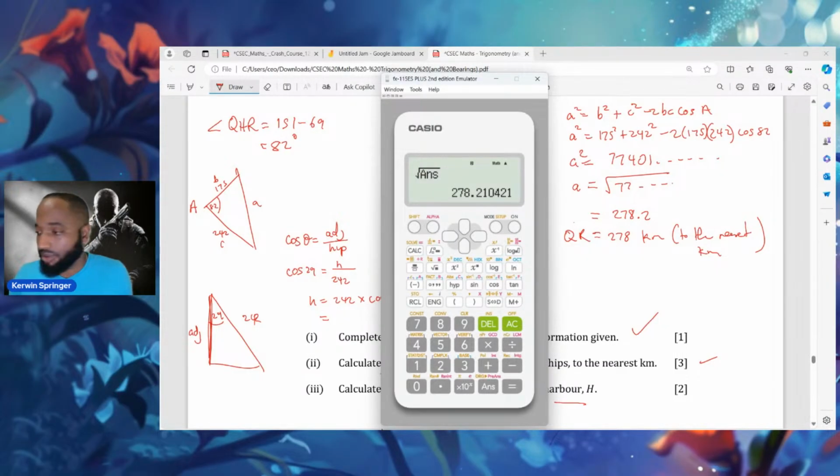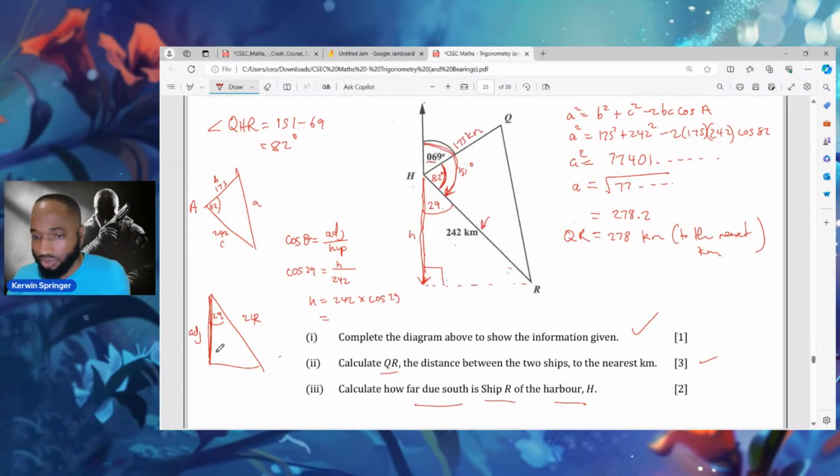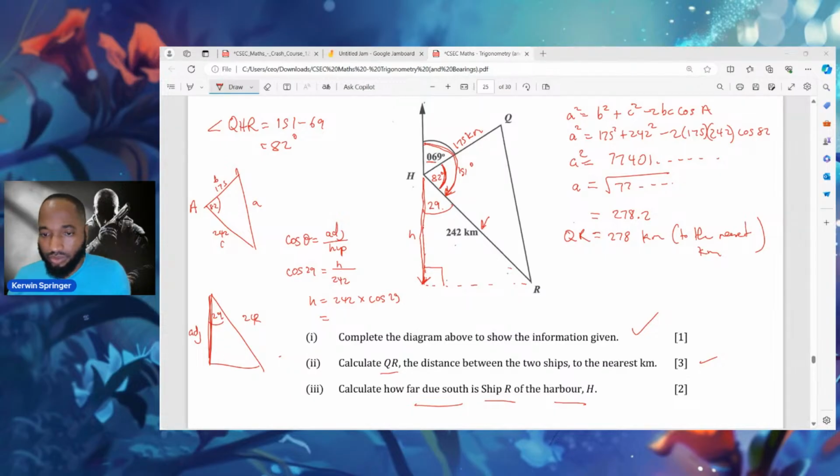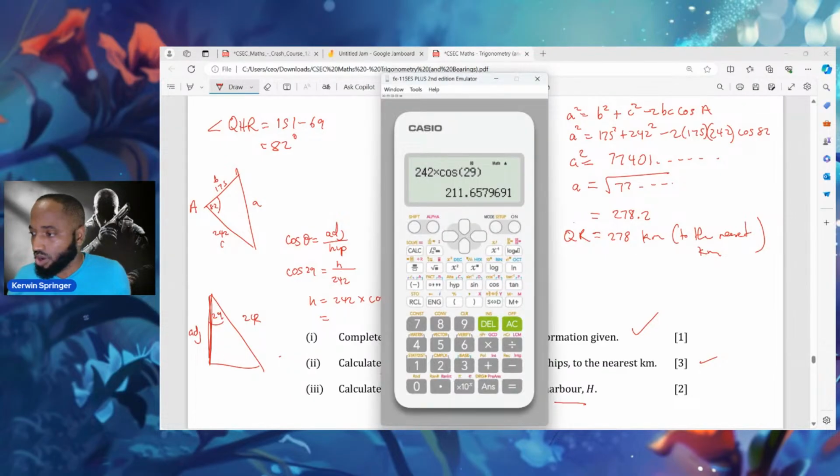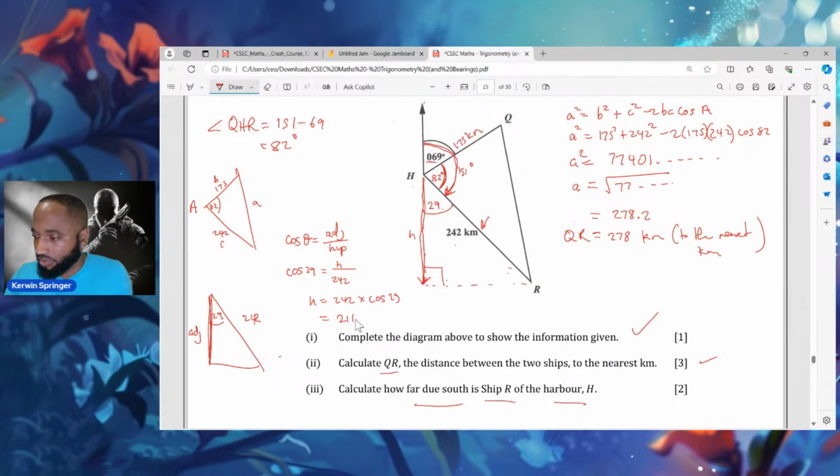Ready? 242 multiplied by the cos of 29. Make sure your calculator is not in radians. That is 211.7 to one decimal place, please. So that's how far south ship R is from the harbor.